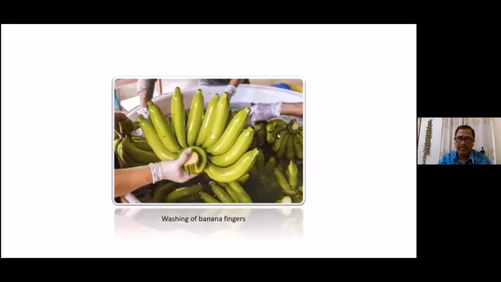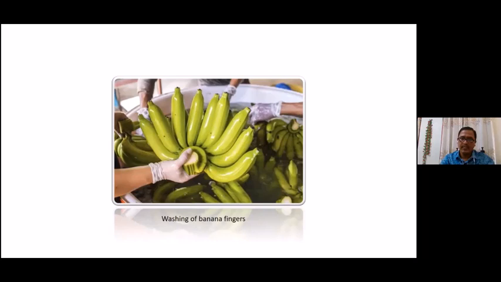Then washing after harvesting can be useful to keep the fruit safe from all diseases. So after harvesting, all fruits can be washed and kept in a cooler place. That will help to eliminate anthracnose and cigar end rot, as well as crown rot.